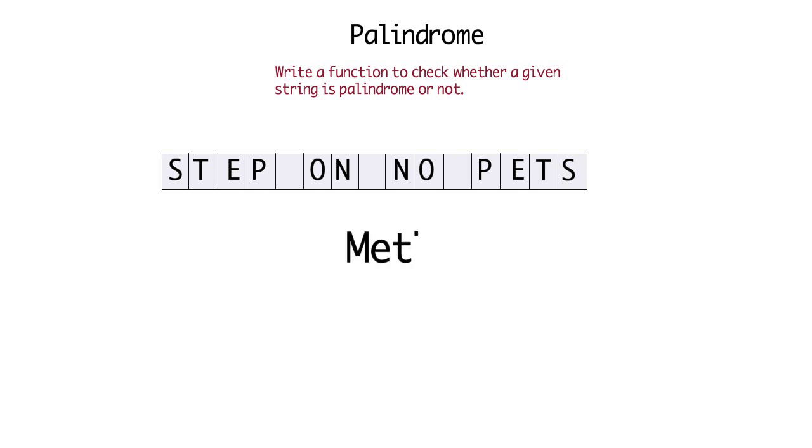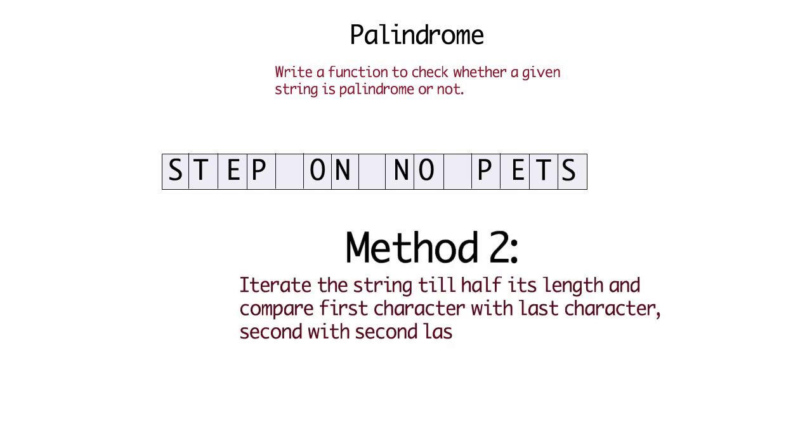Second approach is to iterate the string till half its length and compare first character with last character, second with second last, and so on. If any character mismatches, then the string is not palindrome.